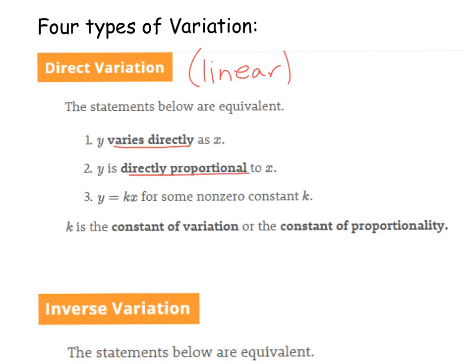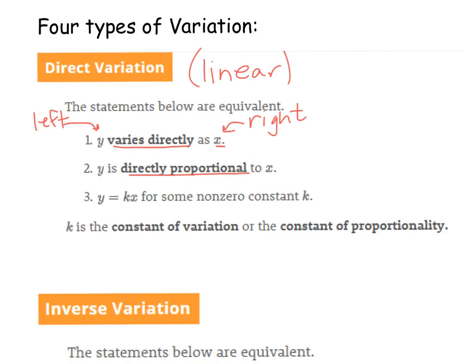When you're reading an application problem, whatever's written before the words varies directly is on the left side. So that's always going to be the y value. And anything that's written after the words varies directly is on the right-hand side, and that's going to be your x value.